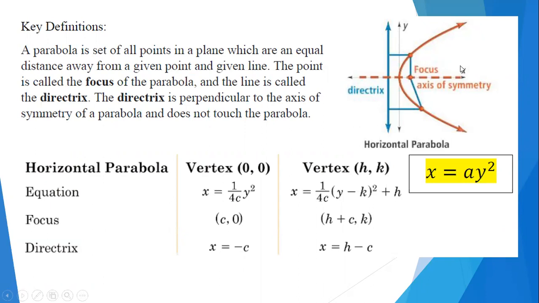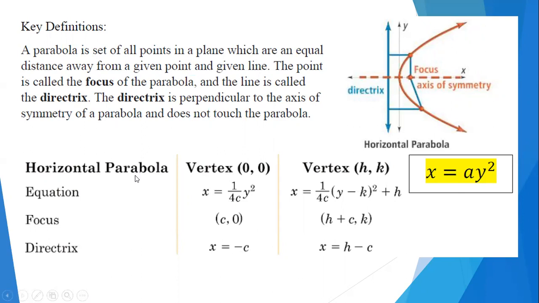Now, if you look at this graph that we have here, it actually is not what we saw yesterday because it's a horizontal parabola. So with a horizontal parabola, your parabola is facing to the right if it's positive. And this axis of symmetry is y equals a value. And everything you see here is the exact same concept, just turned 90 degrees, right?